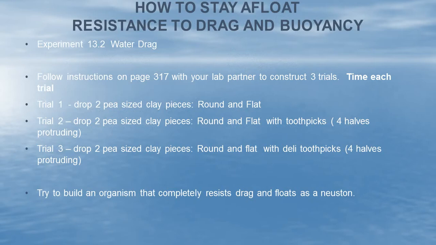There is a lab in your book. It's experiment 13.2. It's very, very similar to the clay project we did earlier. So you can see here, you're going to drop a piece of clay in, one round and one flat. You'll see the difference there of how they fall to the bottom. Then you'll have a round one and then one with toothpicks and this kind of thing. You can go through those trials.